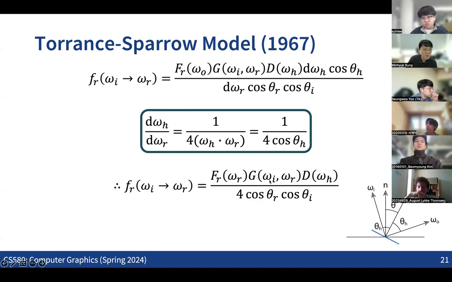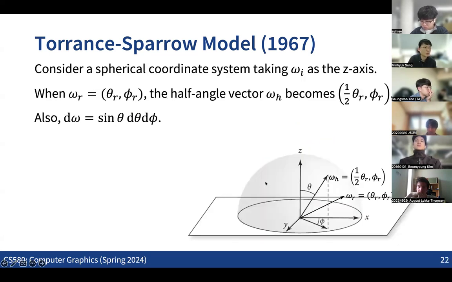And also one more quick thing. To see why we have this formulation, one easy way to derive it is to consider a speaker coordinate system, which takes the incoming direction, omega i, as the z-axis. So the z-axis is the direction of the incoming direction.